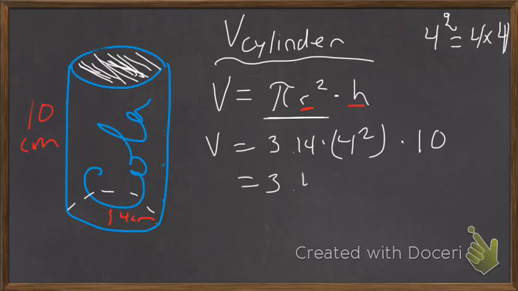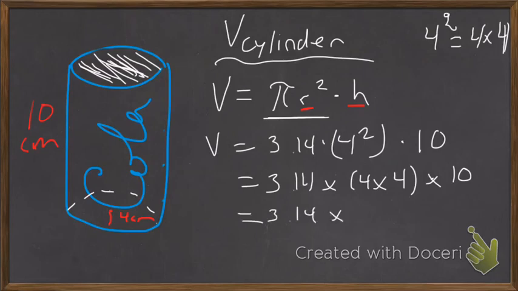Equals 3.14 times bracket 4 times 4, times 10. So now we can do all that. 3.14 times 16, because 4 times 4 is 16. We had to do that first because it was in brackets. Times 10. Now we can work this out. So it's going to be 160 times 3.14. I was doing a quick calculation in my head. It's going to be around 480 something, but it's going to be different because of that .14.